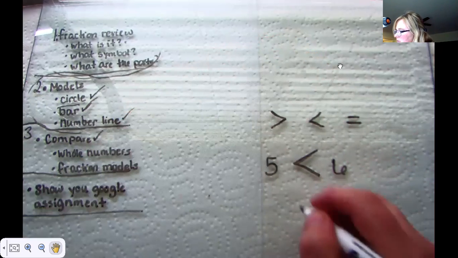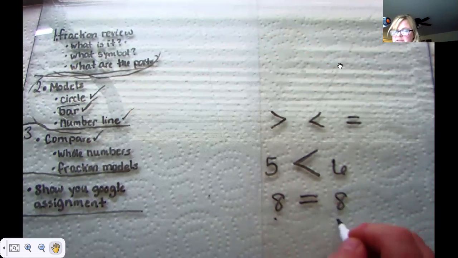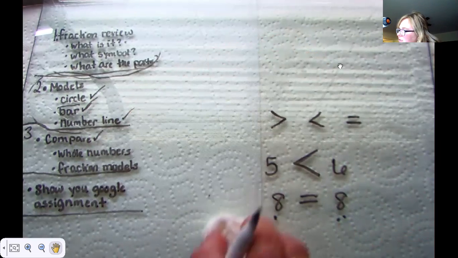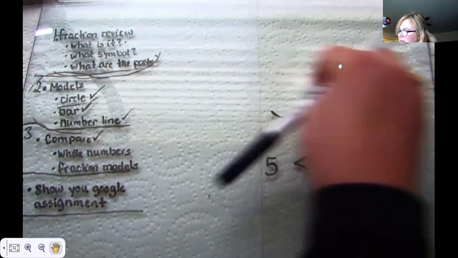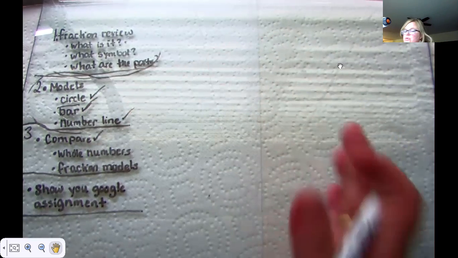And let's say we have 8 and 8. How do we compare these numbers? Oh, those are the same. This side is the same as this side, and this side is the same as this side. They are equivalent, okay? And that's what we're working on with fractions today in your Google slides. You're going to be doing comparing fractions, okay?